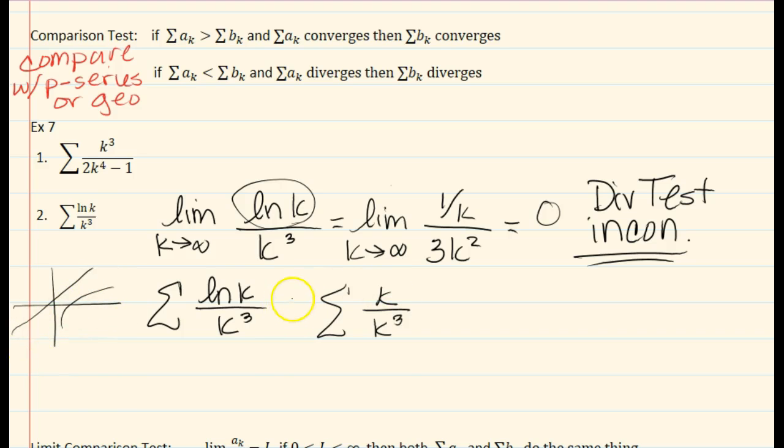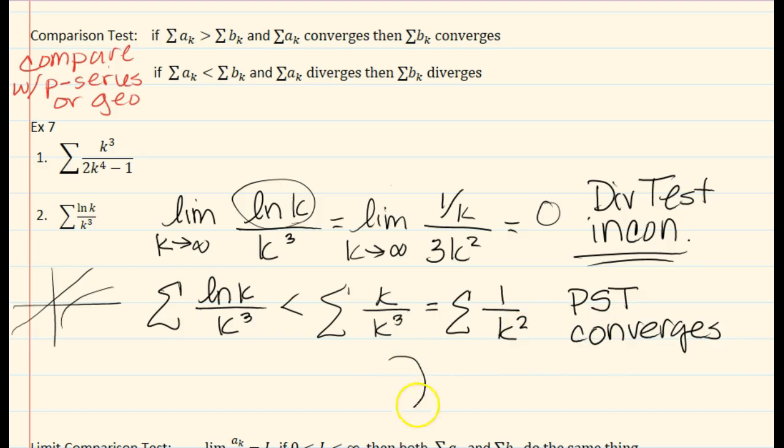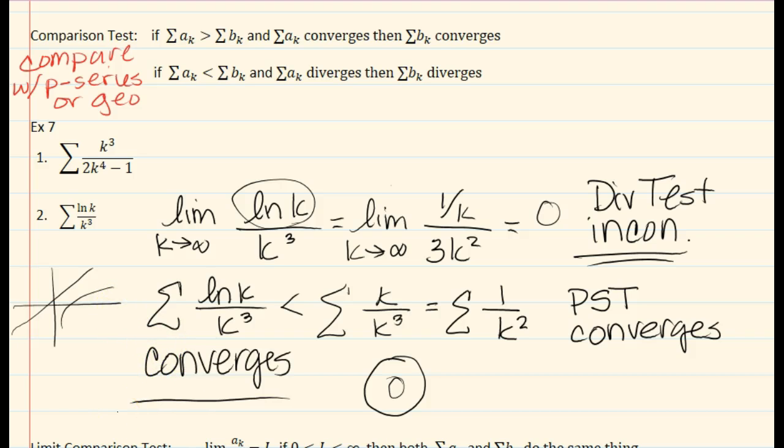So I know that this guy over here is bigger than the one that we're comparing it to, our original series. So now we're going to see that this one is the same thing as 1 over k squared. And by the p-series test, we know that 1 over k squared actually converges. And now we have our guy converging, and we have our original series smaller, so it also must converge by comparison. Let's move on to the limit comparison test.